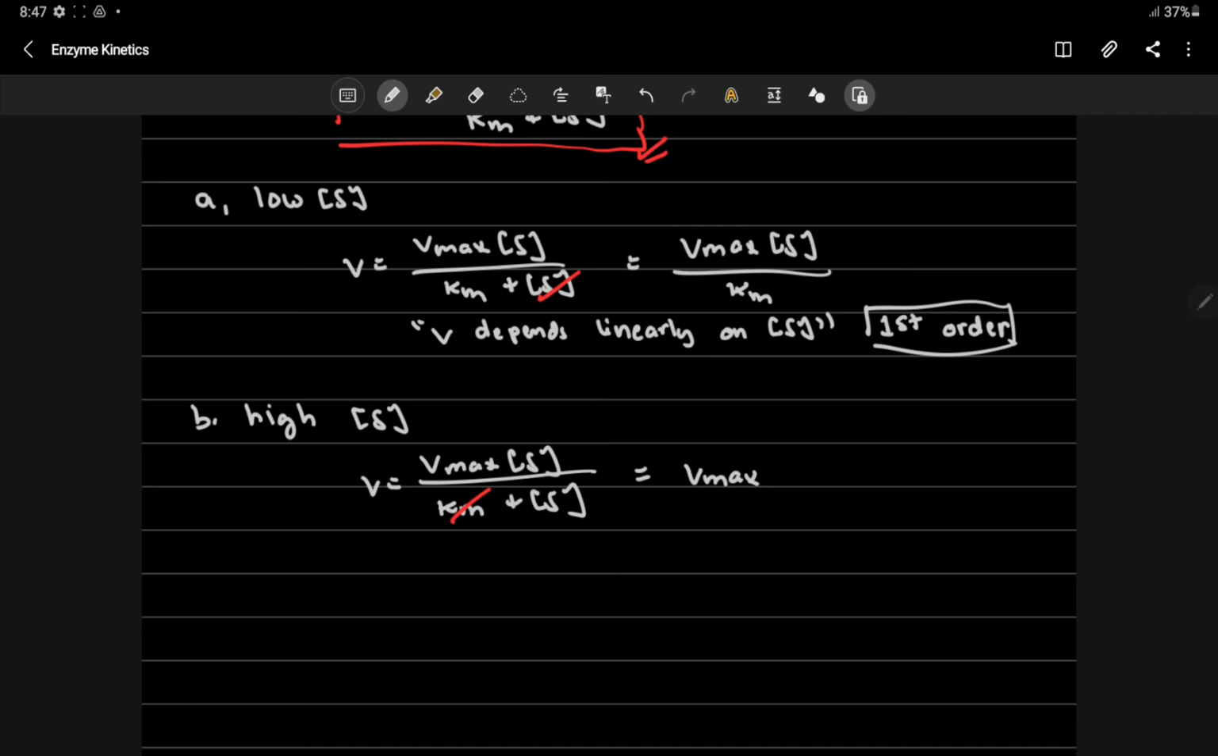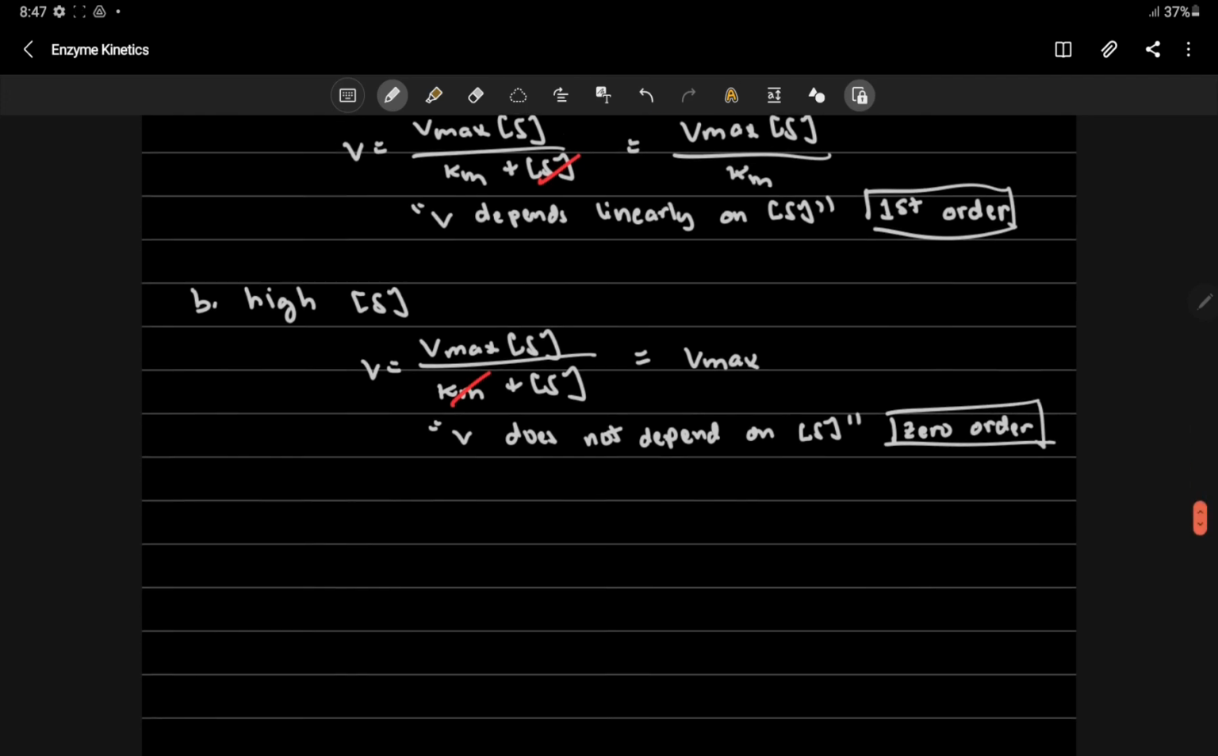Anong ibig sabihin yan? Ibig sabihin, your rate of reaction, okay, does not depend on the substrate concentration, but it's equal now to your maximum velocity, which is a constant. So, lumalabas therefore na zero order yung ating reaction kapag masyadong mataas yung substrate concentration.